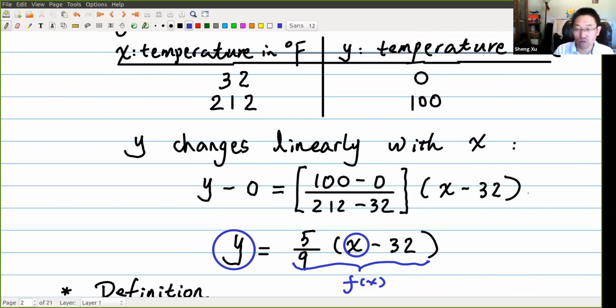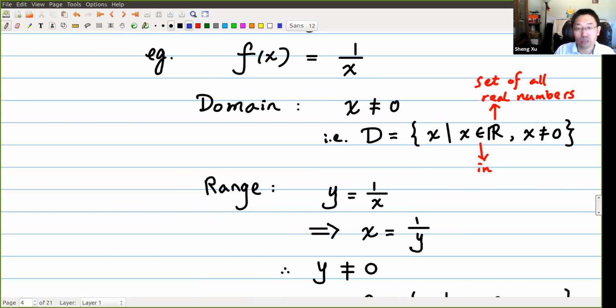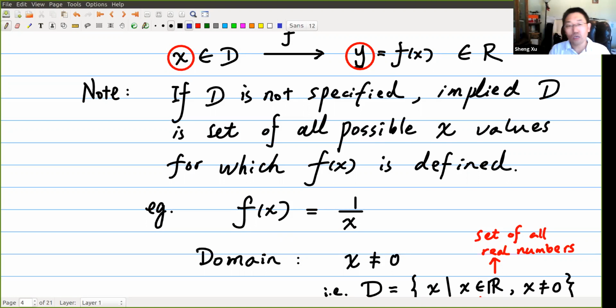So then you know the domain of your function, right? So what kind of x, what kind of Celsius I can take. And so mathematically speaking, when you see an expression, if D is not specified, then it's called an implied D. So you can assume the D, the domain of the function, is the set of all possible x values for which f(x) is defined. When we say f(x) is defined, it means f(x) can work, can make sense, right?